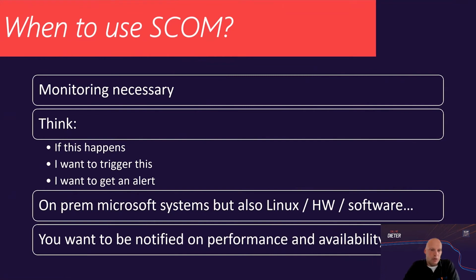So when to use SCOM? That's straightforward if monitoring is necessary. And it's quite a simple approach. You need to think, if this happens, I want to trigger this, I want to get an alert. That's the flow. On-premises Microsoft systems, but also for Linux, hardware, software, and even for custom applications or custom devices. As long as you can get data out of it, you can monitor it with SCOM.